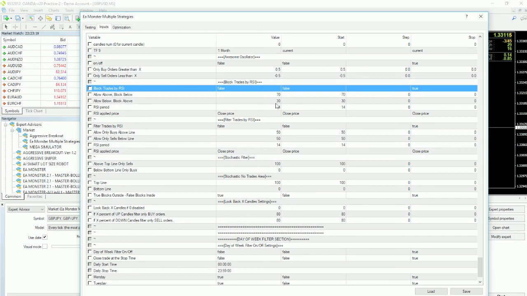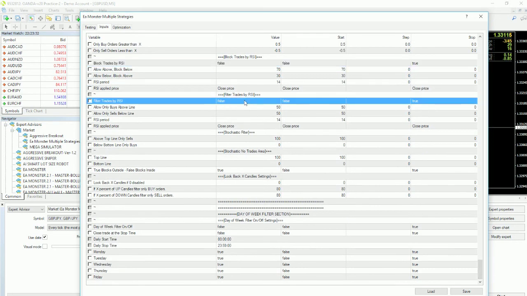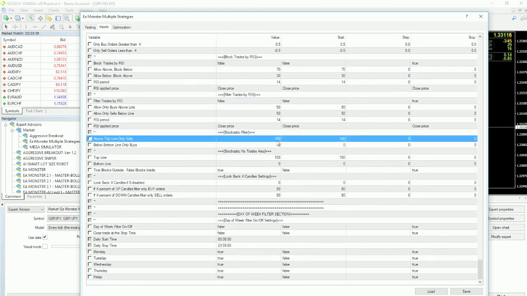So if you have it set to 70, allow above, block below, you're going to have 70 and 30 here, then you're going to have 50-50 here. So once it gets above 70, it'll allow buys. If it gets below the 30, allow sells. You get the idea. Okay, we're almost done here. We're going to wrap this up. Filter trades, we just did that.